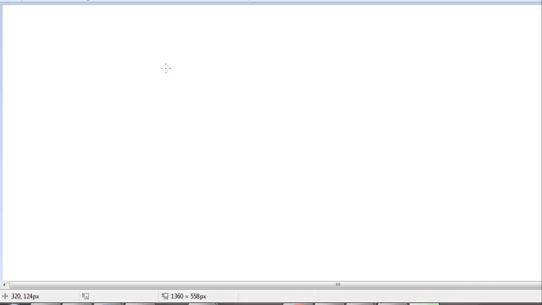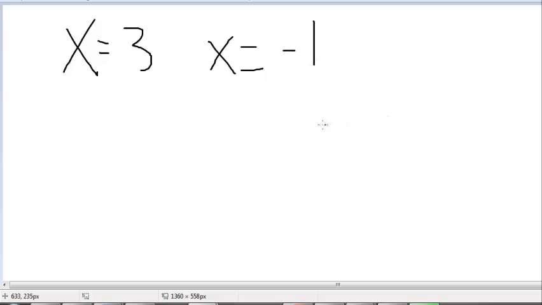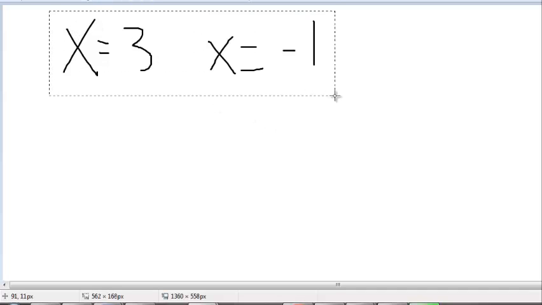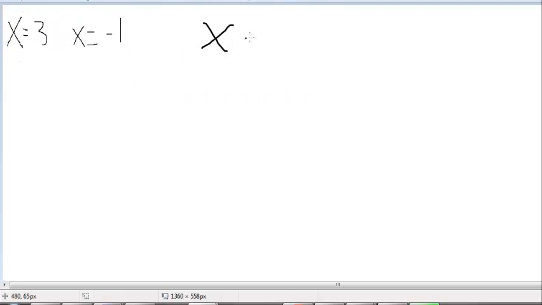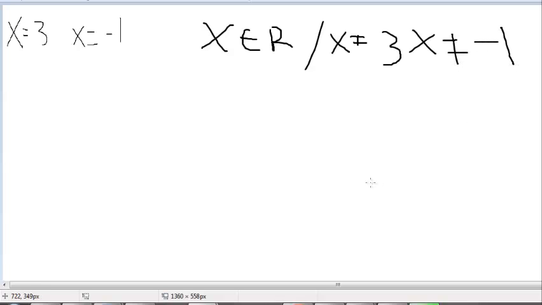Now that we know that the vertical asymptotes are x equals 3 and x equals -1, this can help us determine the domain of our function. A vertical asymptote means these x values, we can't have them. So the domain is x is an element of the reals, but we know that x cannot equal 3, and x cannot equal -1, since these are vertical asymptotes.